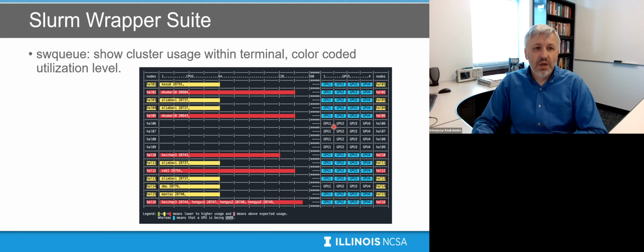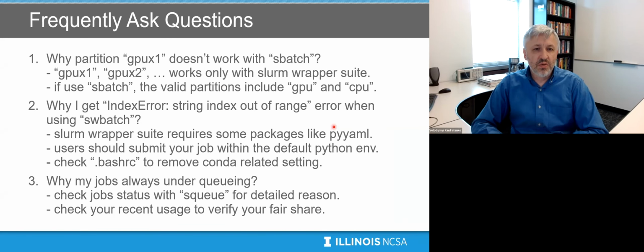Okay, so here are a few questions that users typically ask about, why and how and so on. Just to clarify those, one of them is why partition GPU X1 doesn't work with SBatch, and why other partitions work only with the SWRUN wrapper. The thing is, some of these partition names are designed specifically to work with the wrapper. So GPU X1, X2, and so on, they are partitions designed to work with the wrapper.